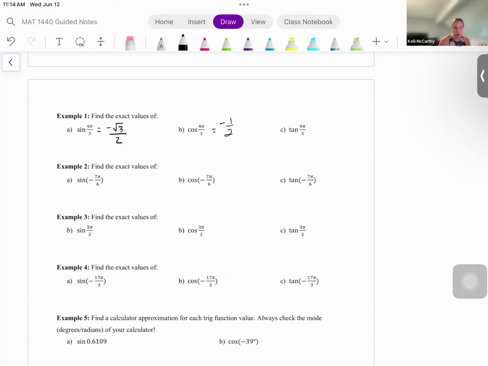And then tangent of 4 pi over 3, tangent's not given, so we're going to have to use that quotient identity. Tangent is sine of theta over cosine of theta, which if theta is 4 pi over 3, sine of 4 pi over 3 divided by cosine of 4 pi over 3, which we have those two values here, -square root of 3 over 2 divided by -1/2, which is going to be positive square root of 3. And we know that tangent in our third quadrant is positive.